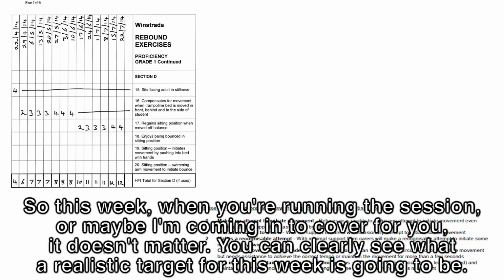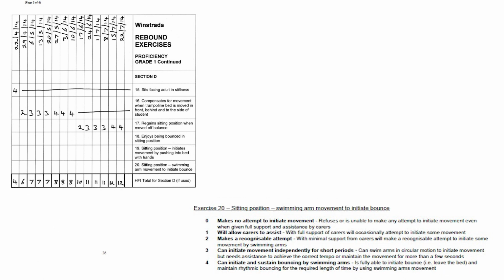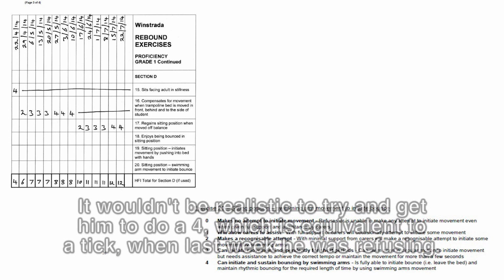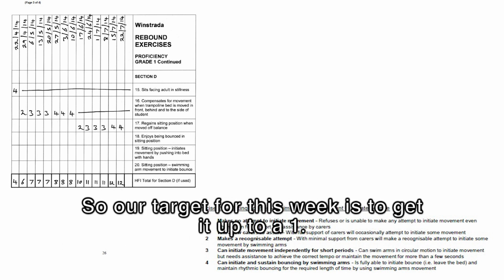So this week, when you're running the session, or maybe I'm coming in to cover for you, it doesn't matter. You can clearly see what a realistic target for this week is going to be. What would a realistic target be for this week when last week he scored a 0? 1. It wouldn't be realistic to try and get him to do a 4, which is equivalent to a tick, when last week he was refusing. Yeah? So our target for this week is to get it up to 1.